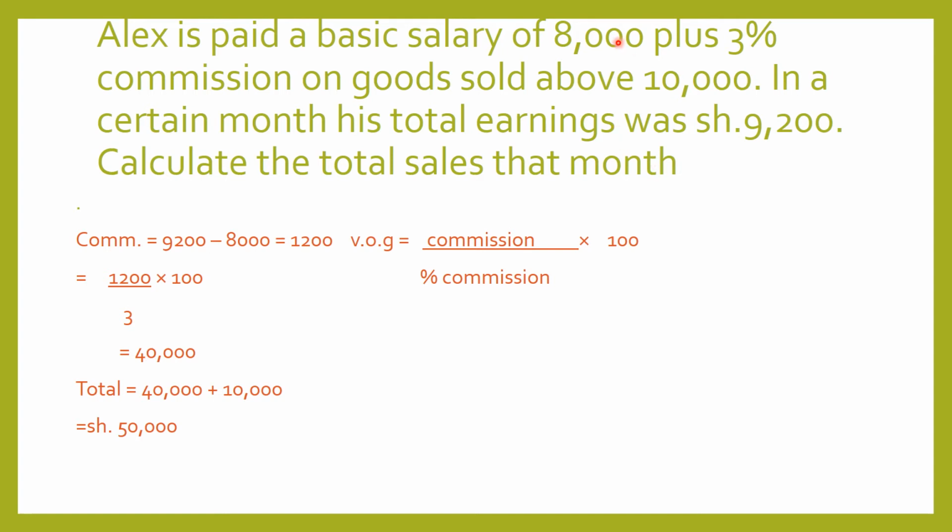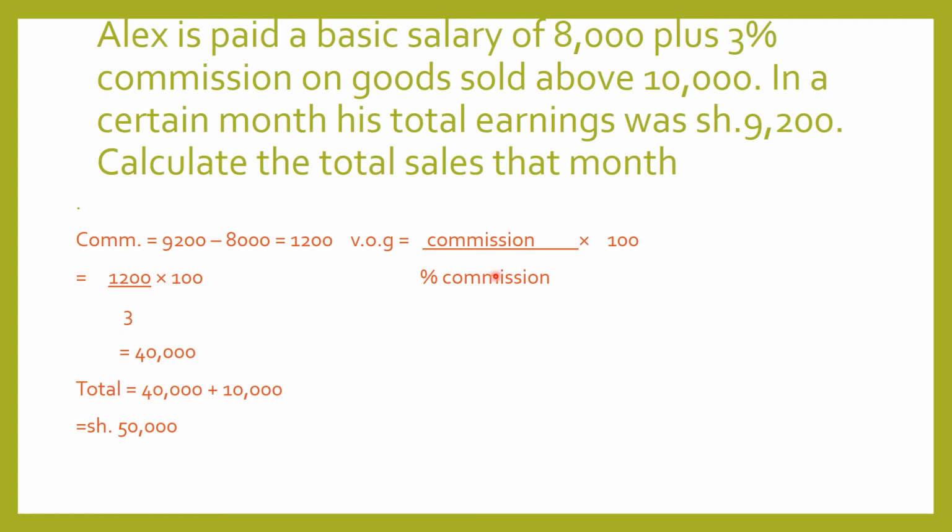So the first step I told you, just find the commission. The salary is 8,000, but then the total amount or earning was 9,200. So how much money was added on top of this salary, what we call commission? 9,200 minus 8,000, you will find your commission as 1,200. So after getting your commission, apply the formula very fast.